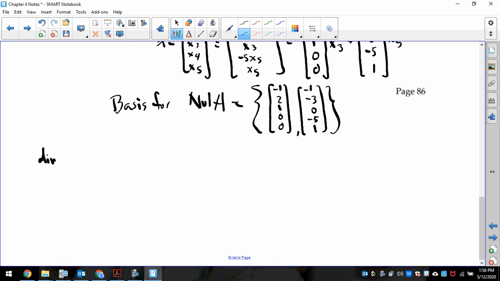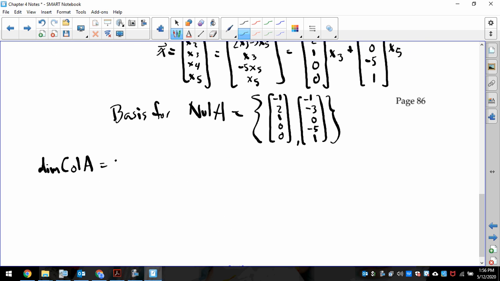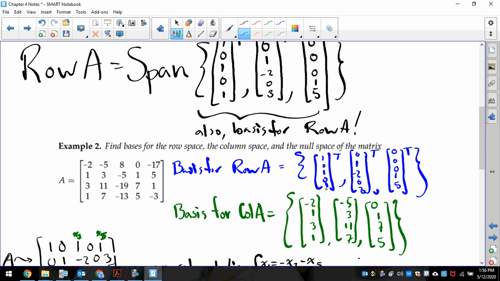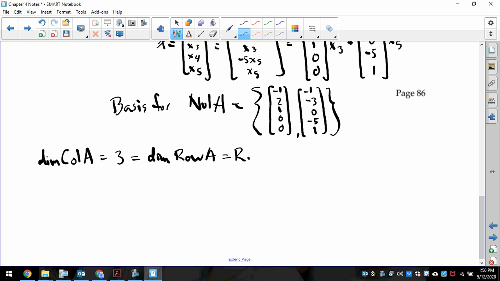So the dimension of the column space of A, the number of linearly independent columns, is 3, which equals the number of linearly independent rows. So the row space and the column space should have the same dimension. They each have 3 linearly independent columns and rows. So this means that this is going to be equal to the rank. So the rank of A is 3. So what is the dimension of the null space? Dimension of null A: here we have 2 linearly independent vectors. So it's going to be 2.